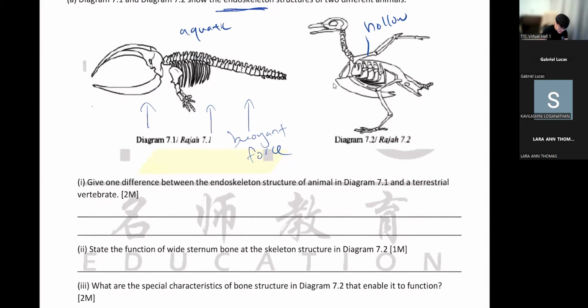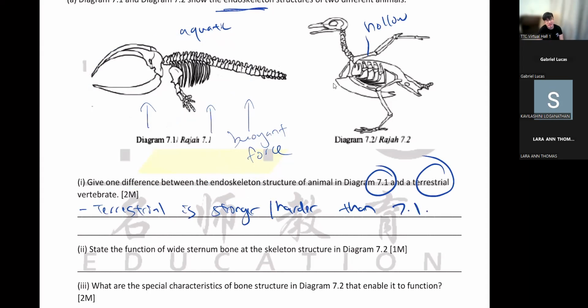So number one, give one difference between endoskeleton structure of animal in 7.1 and terrestrial vertebrate. Right, so what's the difference between this guy and us? Okay, as I said before, terrestrial is stronger or harder than 7.1. Okay, you compare an elephant and a whale, you will know. Elephant has much tougher bones, okay, stronger bones. Okay, you can say endoskeleton lah. I'm just writing short answers here. So terrestrial is stronger than 7.1.